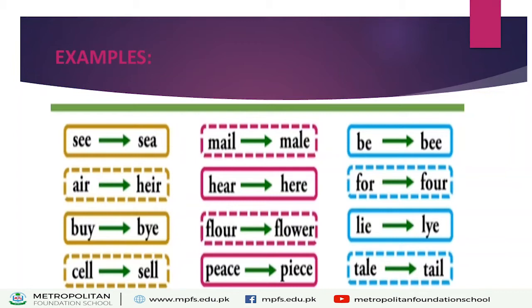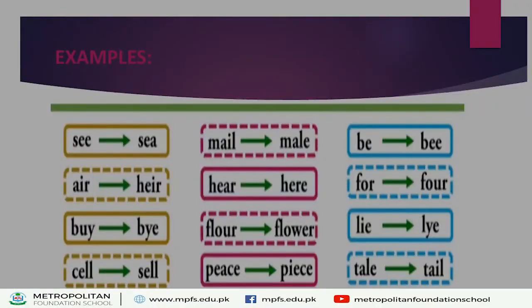Homophones are those words that sound alike but have different meanings and different spellings. We have an example related to homophones: sun and sun. S-U-N, sun, means suraj. S-O-N, son, means beta. They both are called homophones.